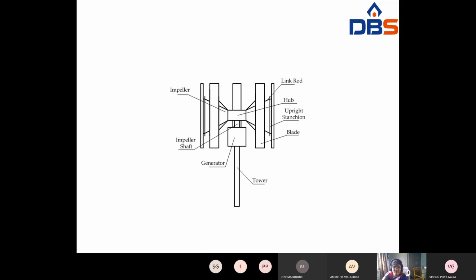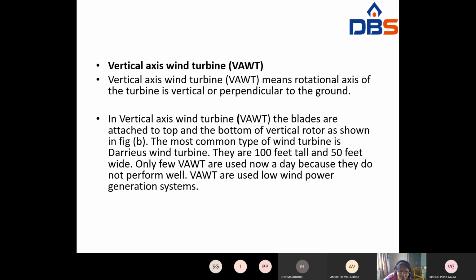Okay, this construction will be rarely used. This is the tower and here you have the generator. Through this shaft, these are the blades. That means here you can place the vertical axis wind turbine, meaning the rotational axis of the turbine is vertical, or perpendicular to the ground. The blades are attached to the top and bottom of the vertical rotor.